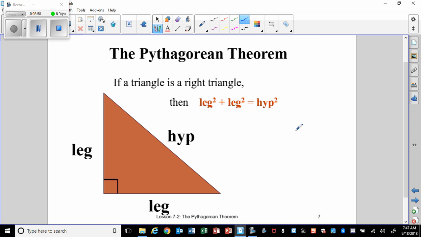Another way to write the Pythagorean theorem is that if a triangle is a right triangle, instead of saying a and b, we can say leg squared plus leg squared equals hypotenuse squared, which we have the leg, and then the hypotenuse here across from the right angle.